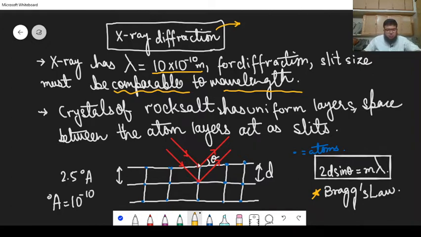Now the distance in between these two layers is the interatomic distance, and this distance in between the two layers of the uniform crystals acts as the slit, and this is approximately 2.5 degree Armstrong. What is degree Armstrong? Okay, this A represents Armstrong. So degree Armstrong is equal to 10 raised to the power of minus 10.